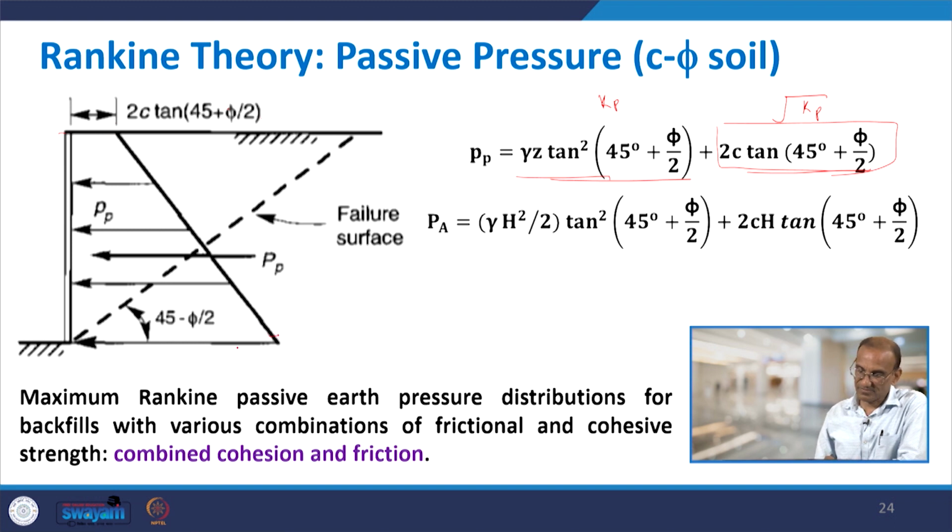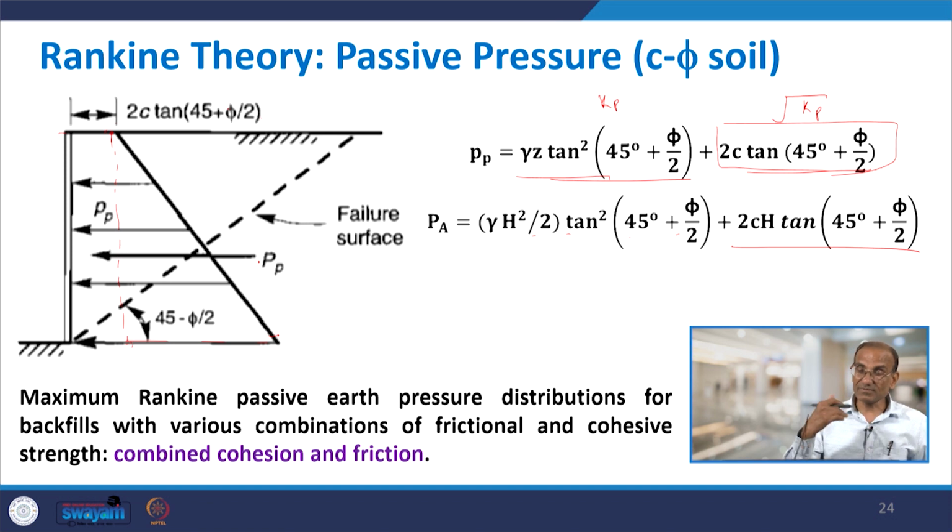The total pressure can be found out by the area of this base, which is given by gamma h square by 2 tan square 45 degree plus phi by 2 for the first term, and the second term will be 2c tan 45 degree. In fact, to find out the total area, you can say this is one rectangle and another triangle. This rectangle will have 2c tan 45 degree plus phi by 2 into h height.